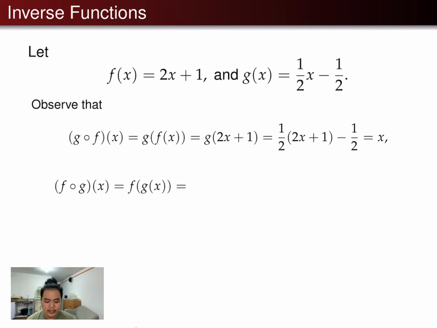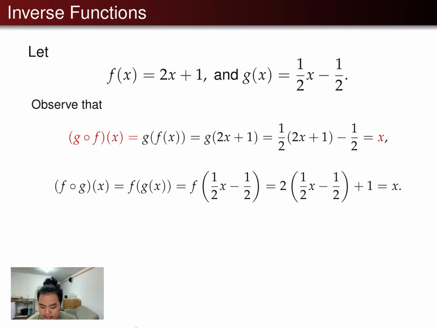While f circle g of x is f of g of x. So in f, replace x by g, and all the x's in here will be replaced by 1 half x minus 1 half. You have that expression, and when you simplify, you get another x. The compositions g circle f and f circle g are both equal to x.